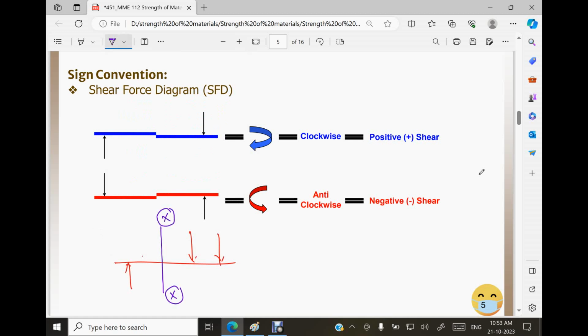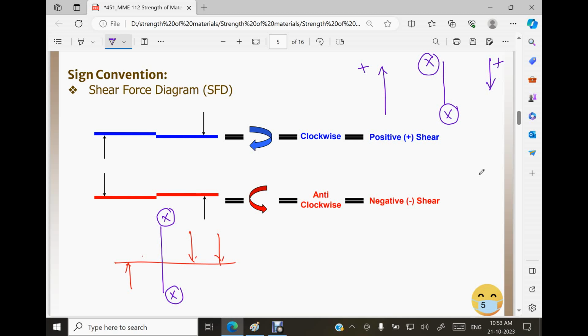Whatever forces are there on the right side, I have to follow a sign convention. What sign convention I follow? I will just write it over here. See, this is my section XX. So anything acting on the right side downward is positive. Anything acting on the left side of the section upward is positive. See, if you write right side downward, left side it should be upward.